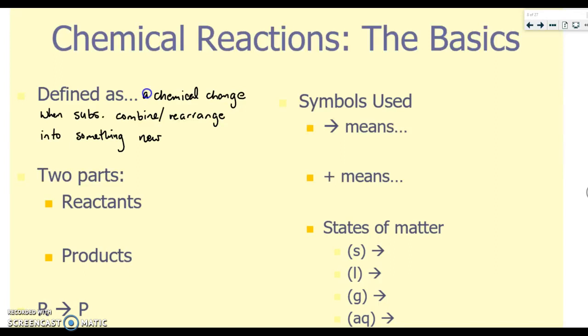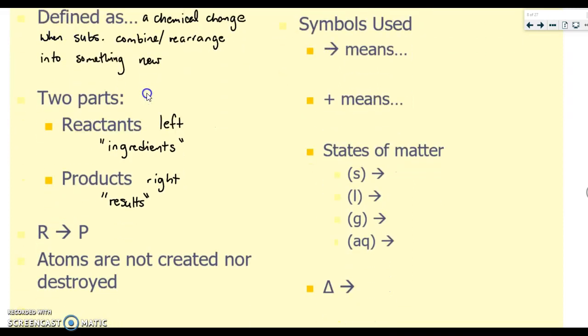They are composed of two parts, your reactants and your products. The reactants are on the left side of the arrow. The products are on the right side of the arrow. So these are often referred to as the ingredients of a reaction, and the products are the results of the reaction. Reactions travel reactants to products, and atoms are not created nor destroyed because of the law of conservation of matter.